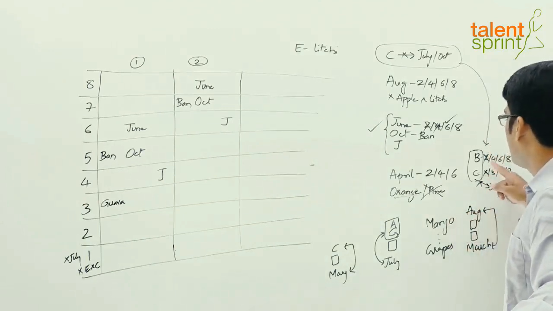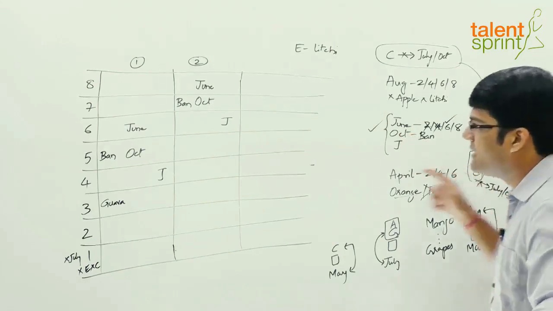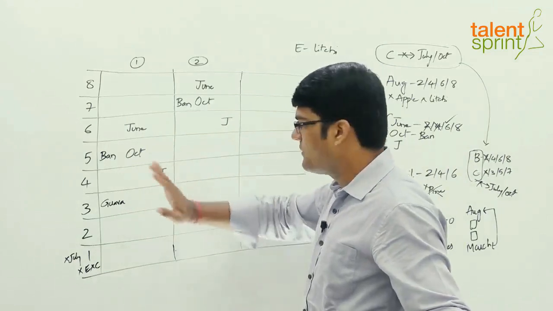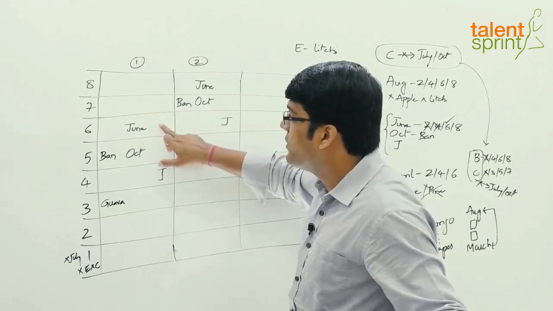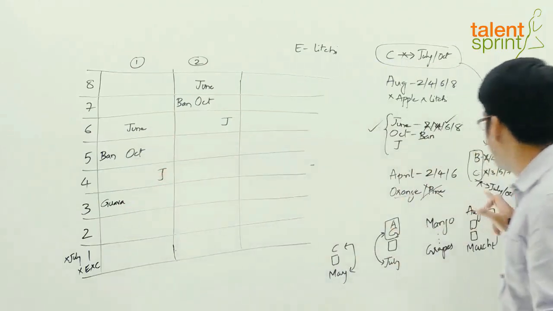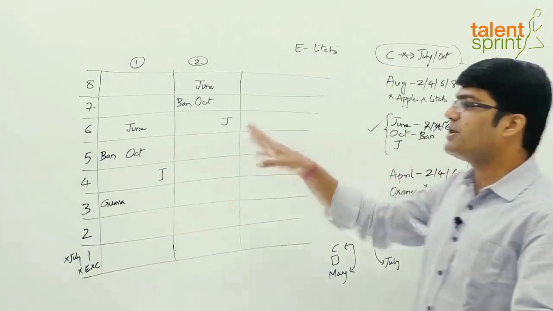So let's start, right? In the first case, let us try out all the three possibilities. B is for 4, 6, 8. So B comes on 4th floor, not possible because 4th floor is occupied by J. 4th floor is ruled out. B comes on 6th floor. If B comes on 6th floor, C has to come on 5th floor. But 5th floor is blocked for October. And we know that C does not go for October. So 6th floor is also ruled out.